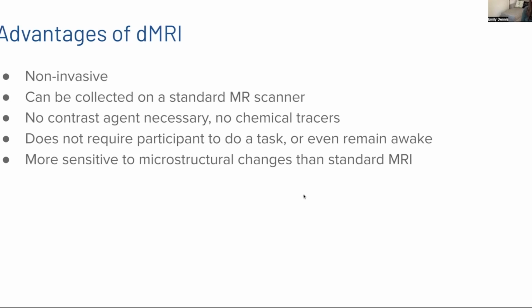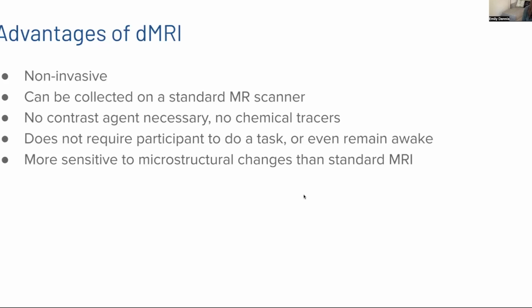So this can be really useful for young participants, for participants who have trouble staying still. This can be useful in a number of clinical populations. And it is more sensitive to microstructural changes than standard MRI, by which I mean standard anatomical imaging like T1 weighted imaging. This is particularly useful in disorders where we expect to see microstructural changes.